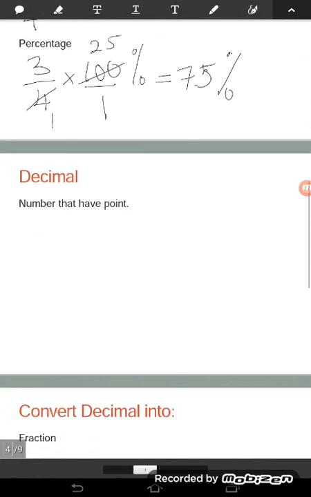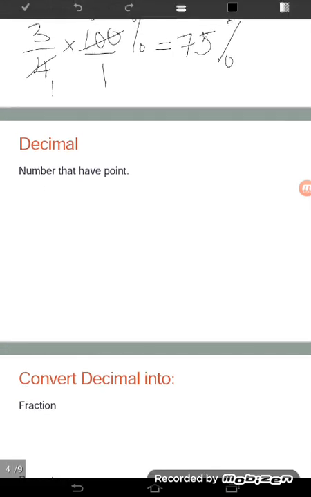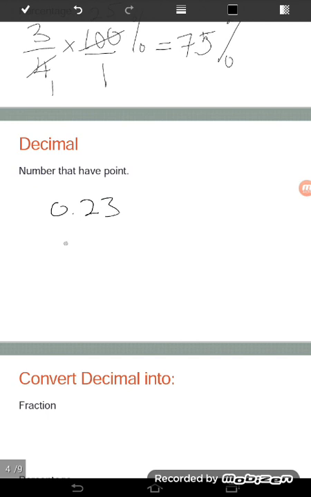Next, decimals. A decimal is a number that has a point. For example, 0.23, 1.32, 2.333, and so on. Addition and subtraction with decimals should be no problem. Multiplication is also no problem.